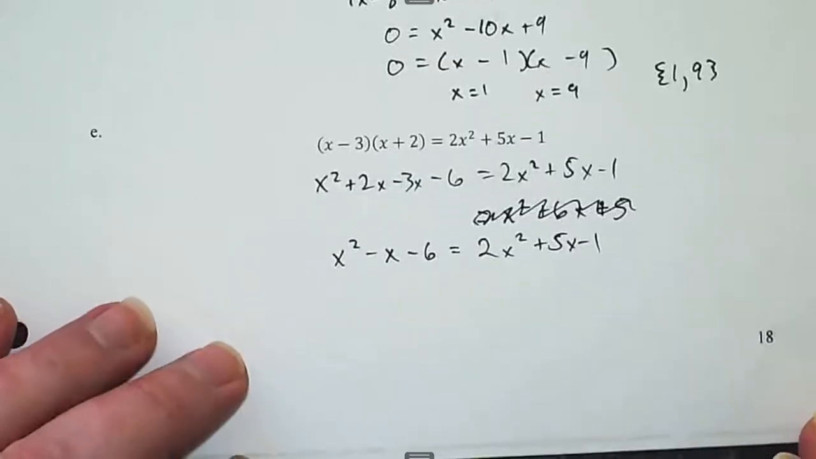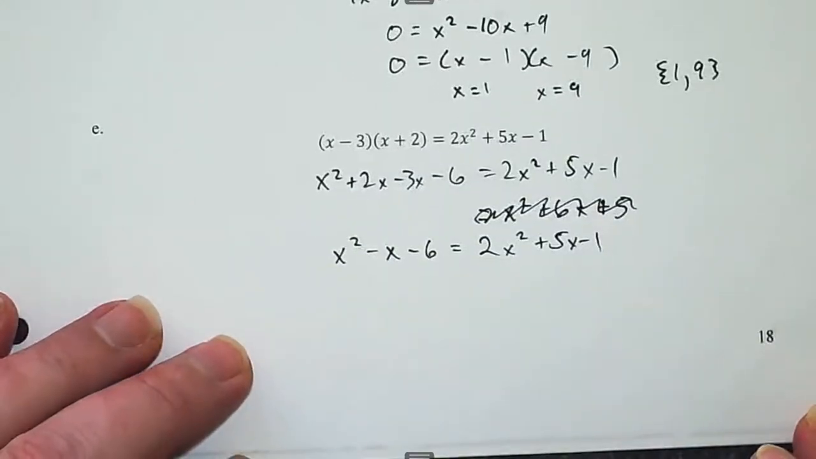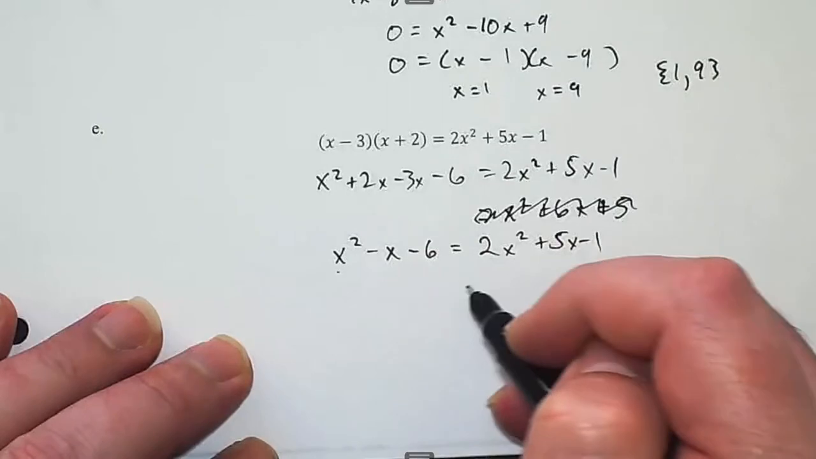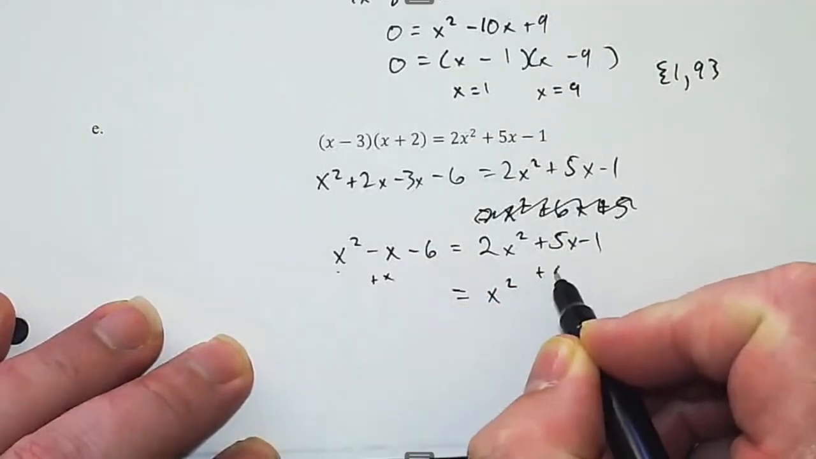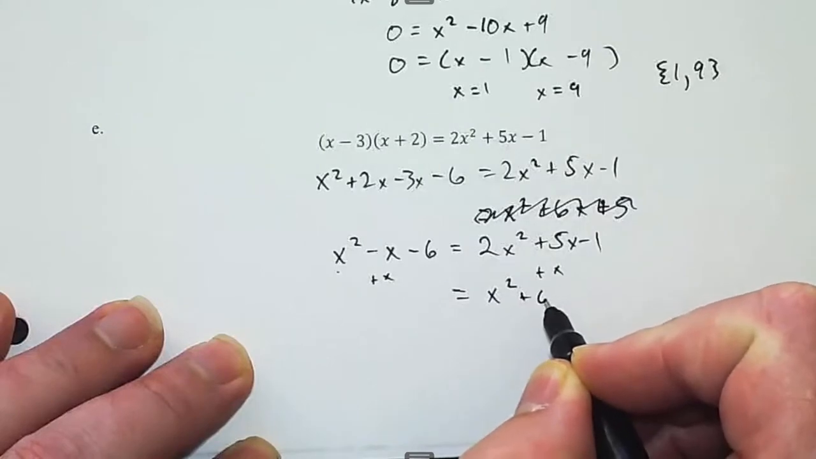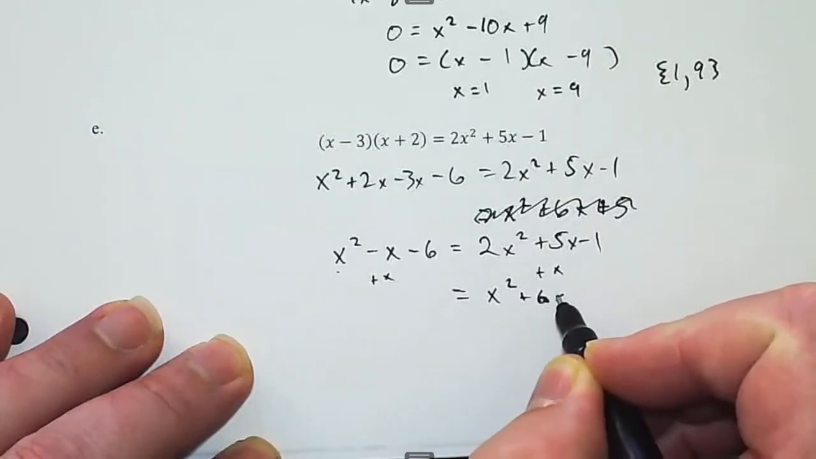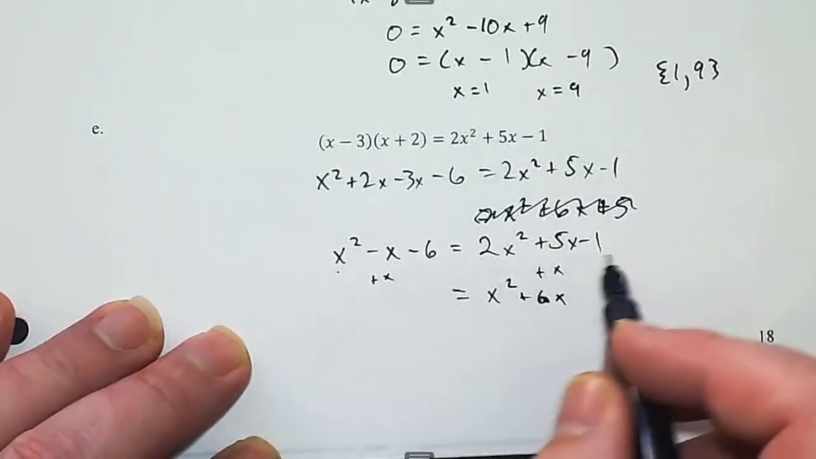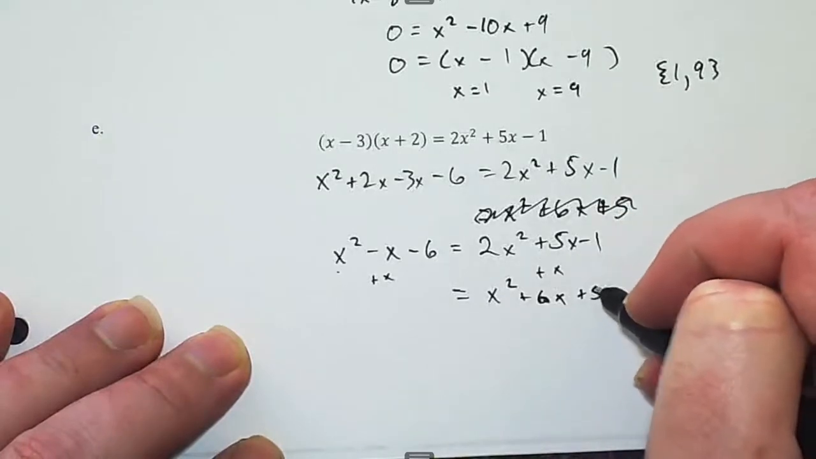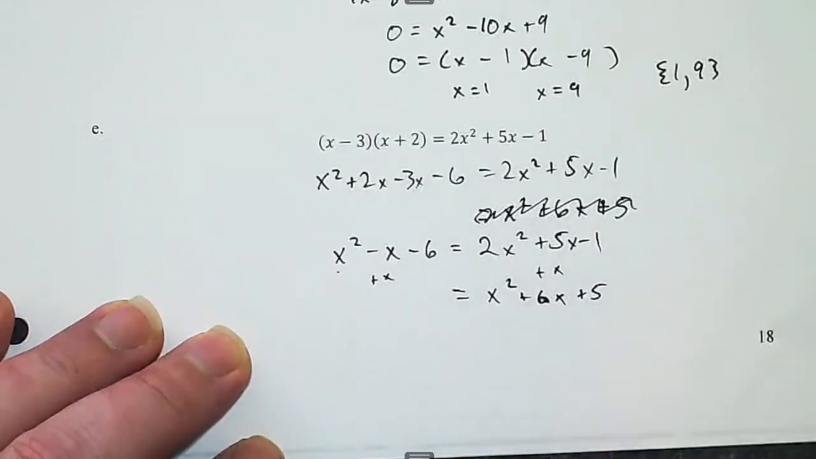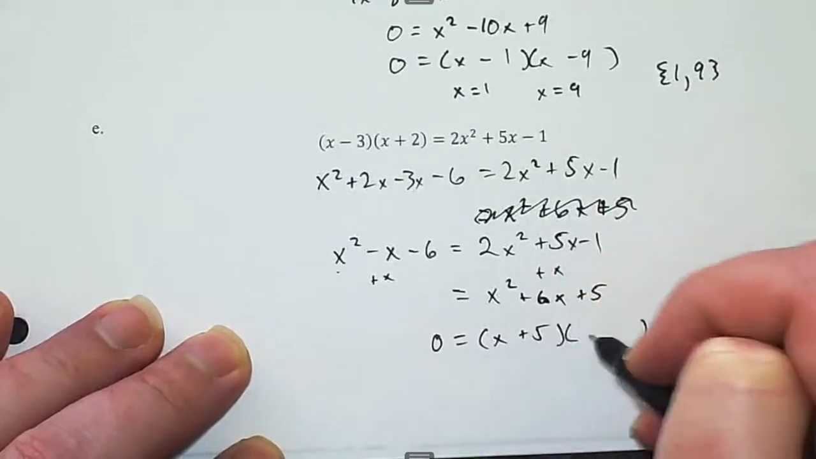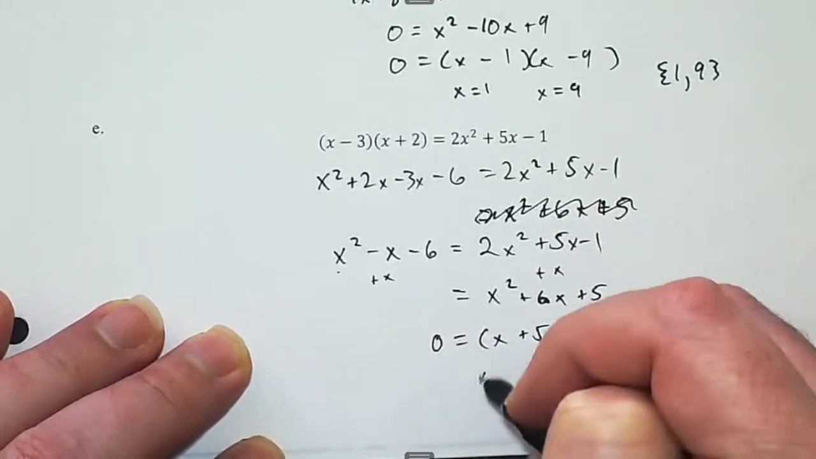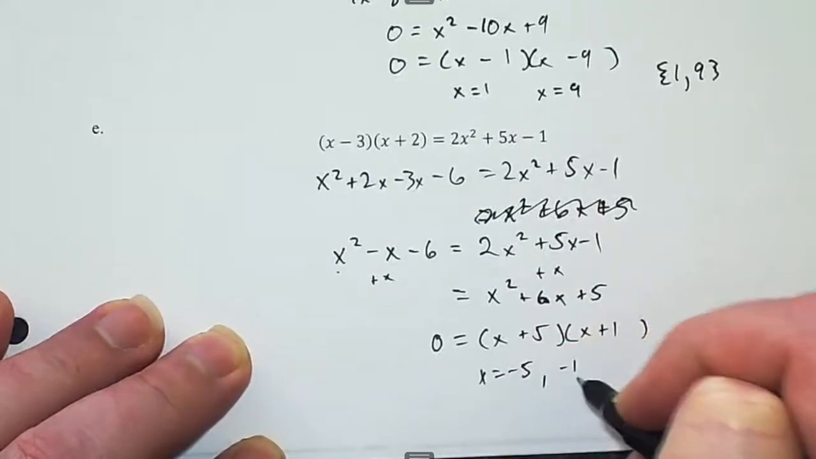Okay, I got to subtract x squared from each side. I got to add x to each side. Okay. And then add 6 to each side. And then this becomes x plus 5 and x plus 1. So x is a -5 and a -1.